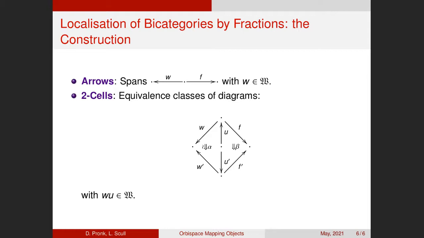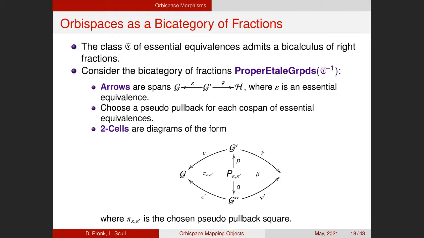And wait, find the right slide again. Okay, here we are. So as I had said just before, first of all, the class of essential equivalences admits this kind of bicalculus of fractions. It satisfies all the conditions. And so that means that the arrows in my bicategory of fractions will be these spans.